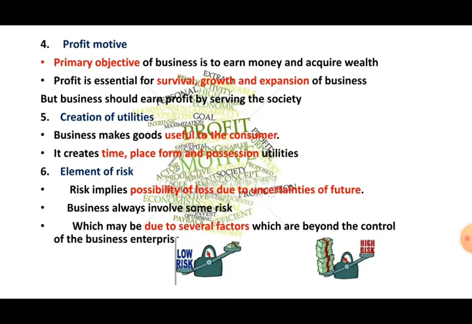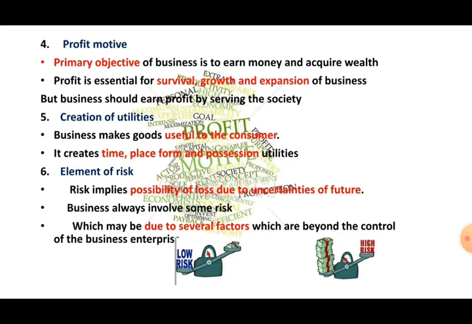Now, when a businessman starts getting profit and the business becomes stable, then the businessman needs more profit, that is more money, for expansion or growth of the business. Because when he wants to expand or grow his business, he needs more resources, more workforce, more machinery, and in order to purchase all these things, he needs more funds, which he'll get in the form of profit. But business should earn this profit by serving the society, that is, by providing those products which are required by the society.